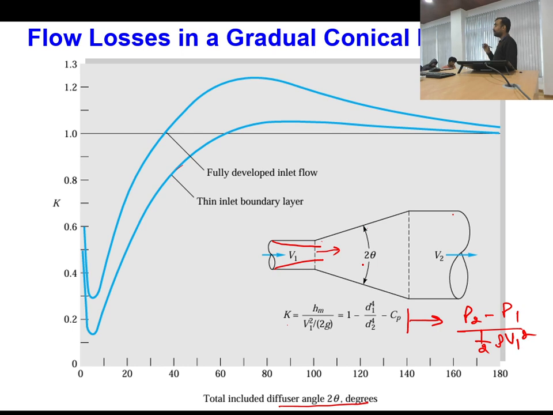If 2 theta is very, very small, one advantage you can see is that if your 2 theta is less than 10 degrees, then you have a very small value of the loss coefficient. But it has some practical issues: if you keep a very small angle, then you have to consider a longer length portion in order to go for the complete expansion. That is a practical limitation when you design the majority of components in real scenarios.